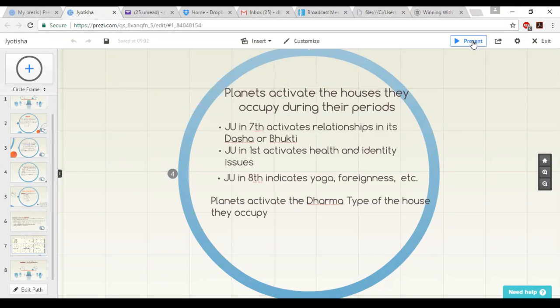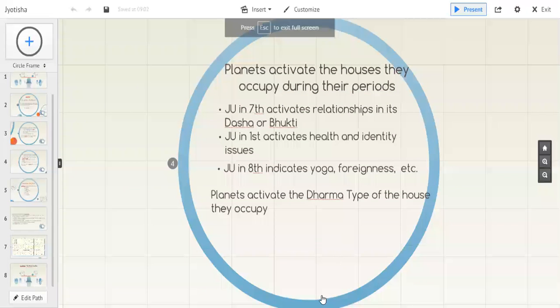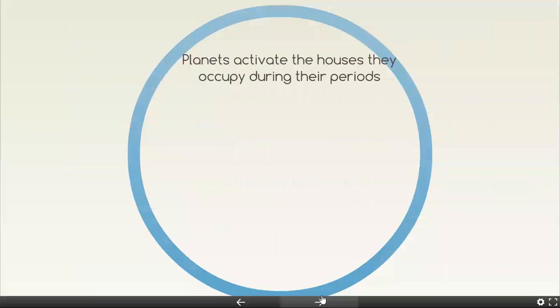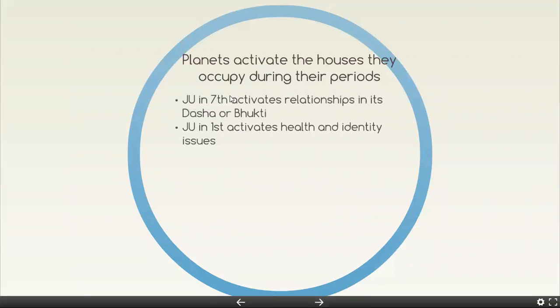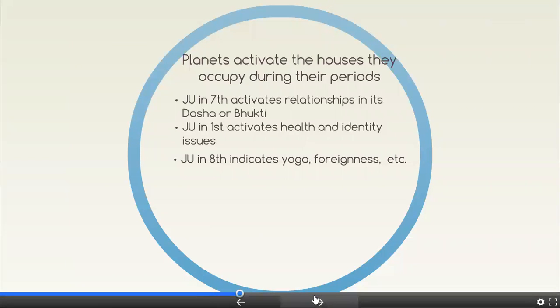One of the basic things is that a planet will activate the houses they occupy during their periods. So here's another simple way to gain an insight into a chart. If you're running a Jupiter period and it's in the 7th house of relationships, then relationships will come to the forefront in your life during that specific period. If it's in the first, then your health and identity. If it's in the eighth, then anything that is foreign, things like yoga. I began the study of Ayurveda when I ran Jupiter in my eighth house.